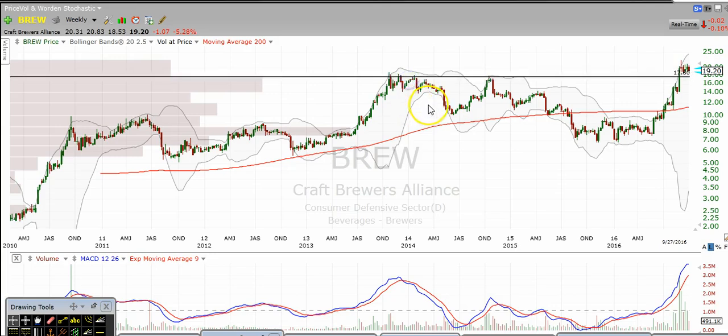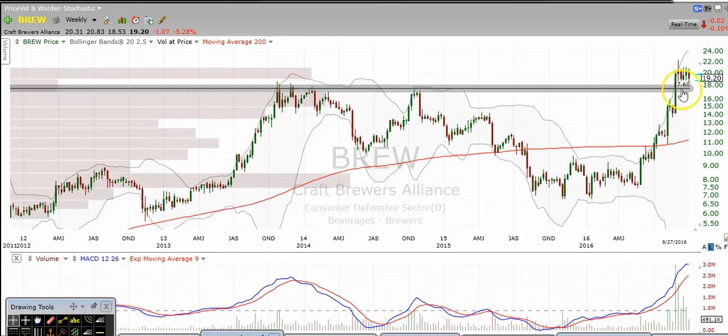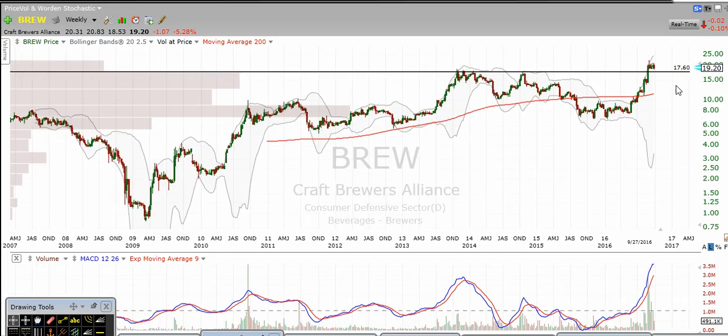1750, let me get it right. Right around 1760, I believe is that price level. Yep, 1760. We got rejected here, here, here. And this is the weekly time frame, remember. Here is a rejection, and then we got a big bullish break over that. So now this 1760 is going to act as support. So look for support on BREW at 1760.